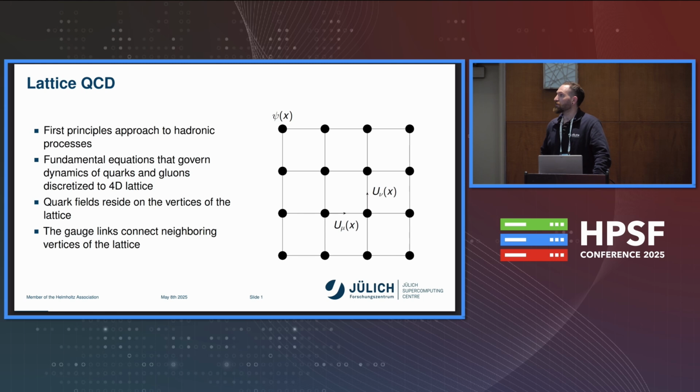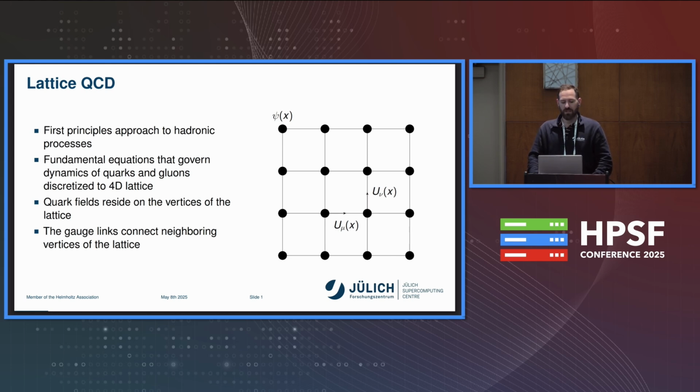So Lattice QCD is a first principles approach to hadronic processes. What that means is we're looking at how quarks and gluons combine to form mesons and baryons, such as the proton, and how we can do various things with those, like look at the scattering amplitudes and search for exotic particles that we'll find in colliders, or maybe probe the structure of the proton for a couple of examples.